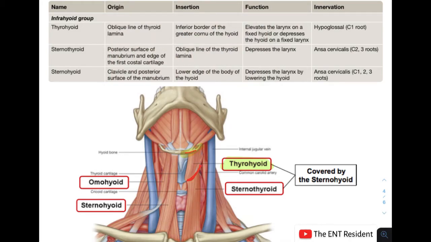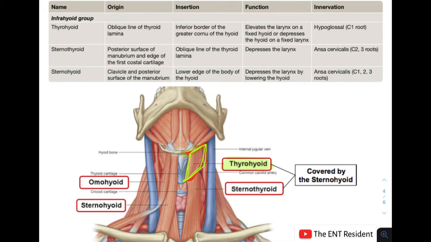This is where it takes its origin, and it gets inserted into the inferior border and the greater cornu of the hyoid bone. So this muscle over here is the thyrohyoid muscle. This muscle helps in elevating the larynx on a fixed hyoid, or it depresses the hyoid on a fixed larynx. And this muscle is the one that is supplied by the hypoglossal nerve.